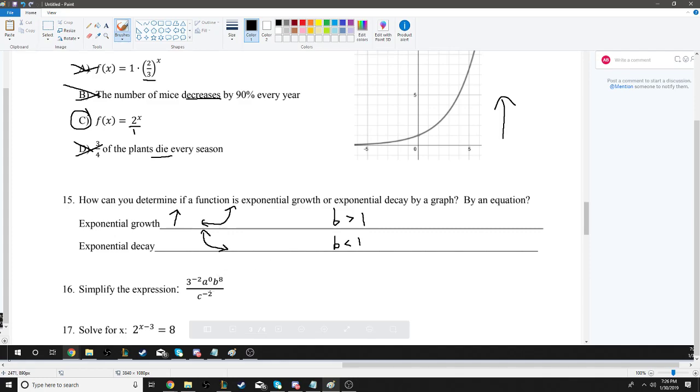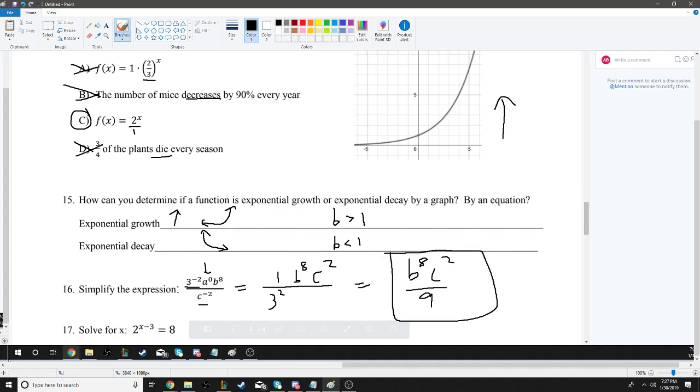You be quiet. So for this one, if the exponent's negative, you move it. 3 has a negative exponent, so you move it to the bottom, make it positive. Anything to the 0 power is 1, so you put a 1. b to the 8th is positive, so it stays. And c to the negative 2 is negative, so it moves up. If it's negative, that doesn't tell you where it ends. That just tells you whether or not it needs to move. So 1 times anything is itself, so this is b to the 8th times c squared. And 3 to the 2nd power is 9. That is your final answer. Make sure you simplify.